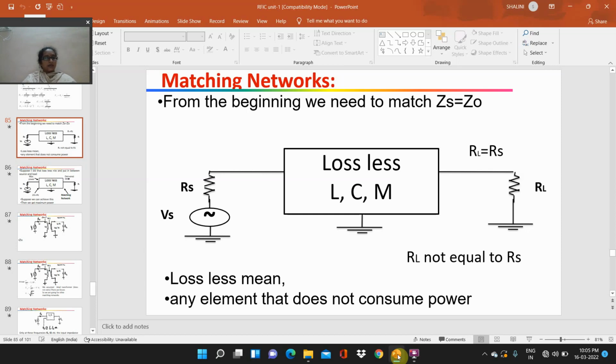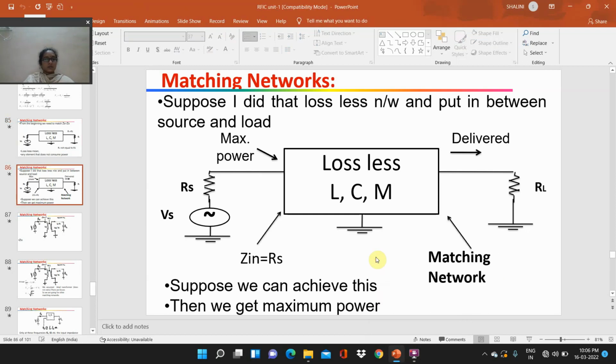Lossless means any element that does not consume power. So here lossless means that we do not consume any power. Suppose I put that lossless network in between source and load, I mean a lossless network in the sense of LCM, either maybe inductance, capacitance, or transformer, and then maximum power will be transferred from source to the load.